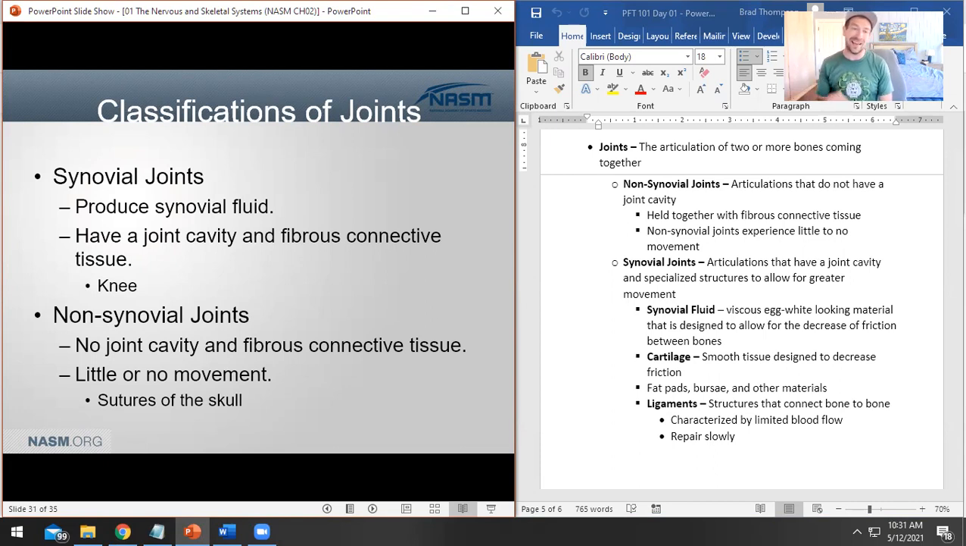But then you've also got non-synovial joints, which are still important, but they're not something that we manipulate all that often because they're not movable. They're for the most part either semi-movable or fully, totally not movable joints. So your non-synovial joints, you've got some of them that are called fibrous joints.